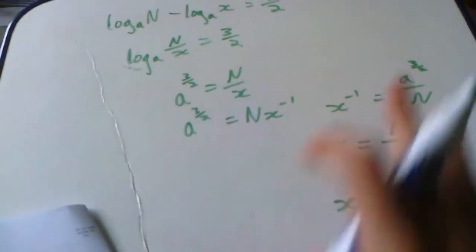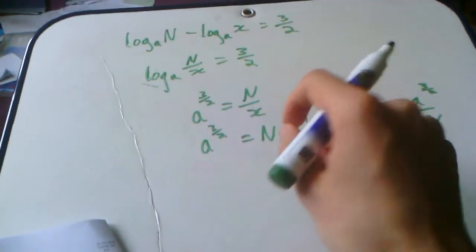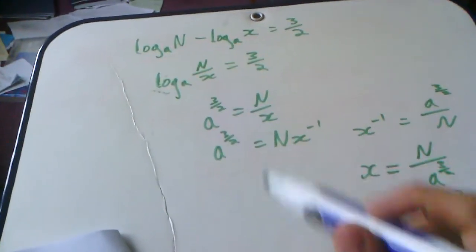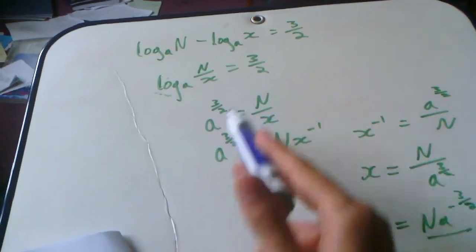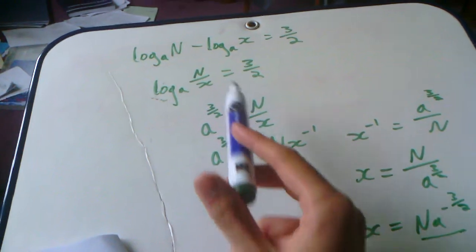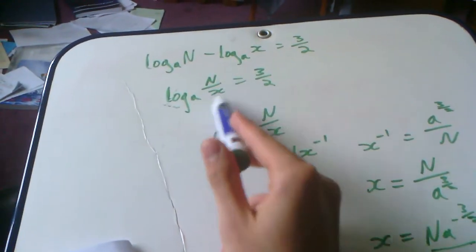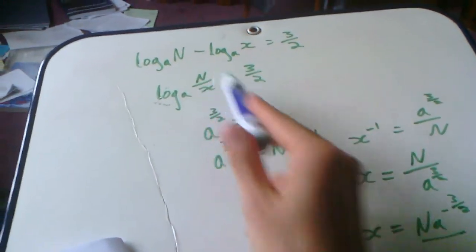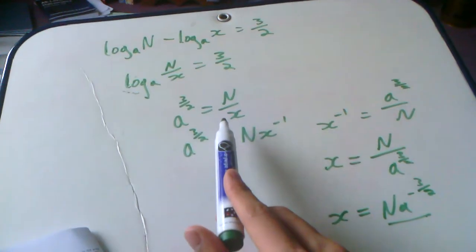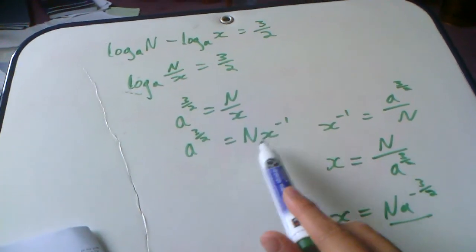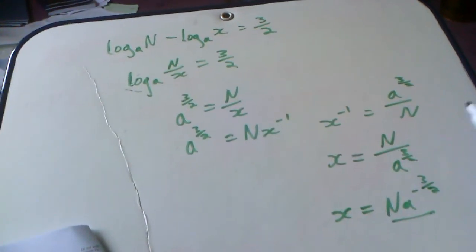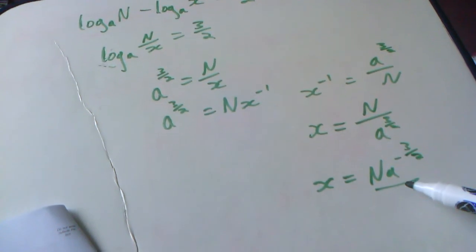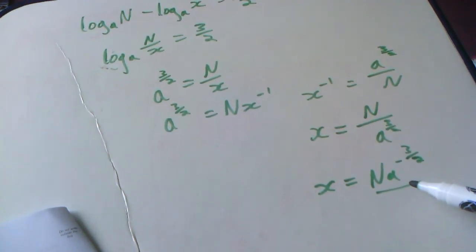So the point is, getting it into a form not involving logarithms, but you still have to know what we say when we write this. The answer is the power, and the big number in front of the base is the answer, as it were. So a to the power of 3 over 2 equals n over x. Then we've fiddled with it a bit, messed around, and we finally got that. Yeah?